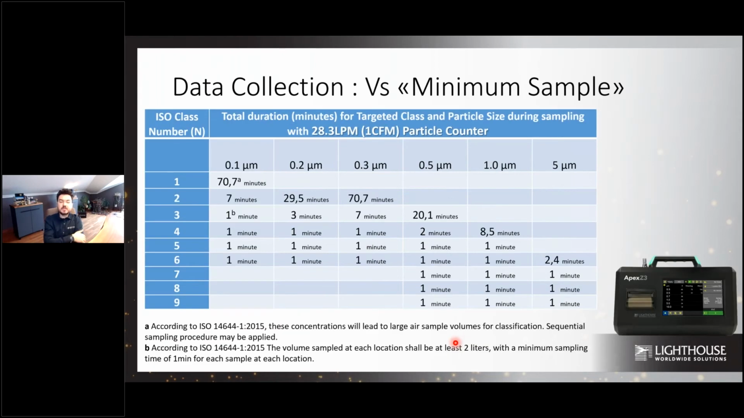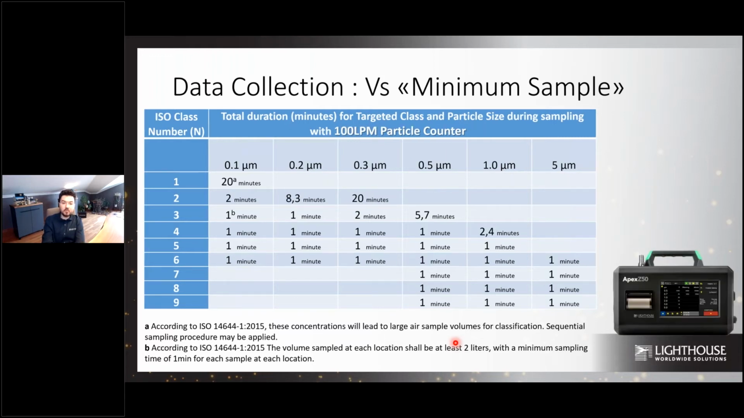But if you are using 1 CFM particle counter, how many minutes you are going to collect these samples is based on this information. As you can see, there are many 1 minutes, because if the calculation is less than 1 minute, then minimum requirement is 1 minute. That's why we kept it the same. And another one is a 100 liter per minute instrument. In each location, how many minutes you need to take a sample.